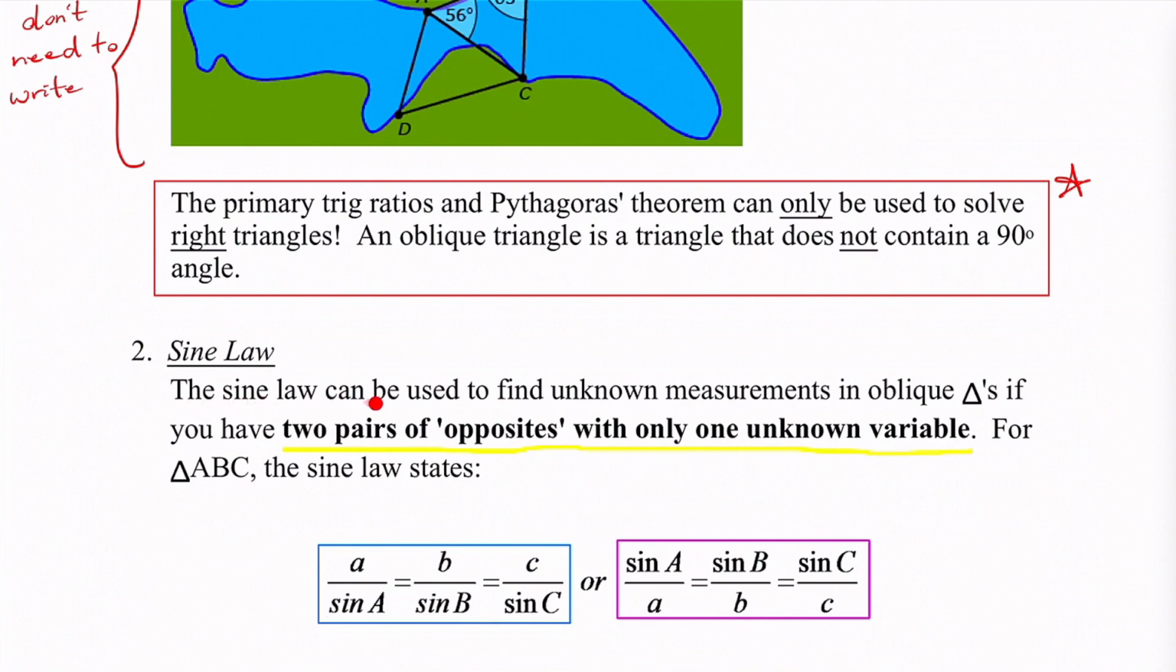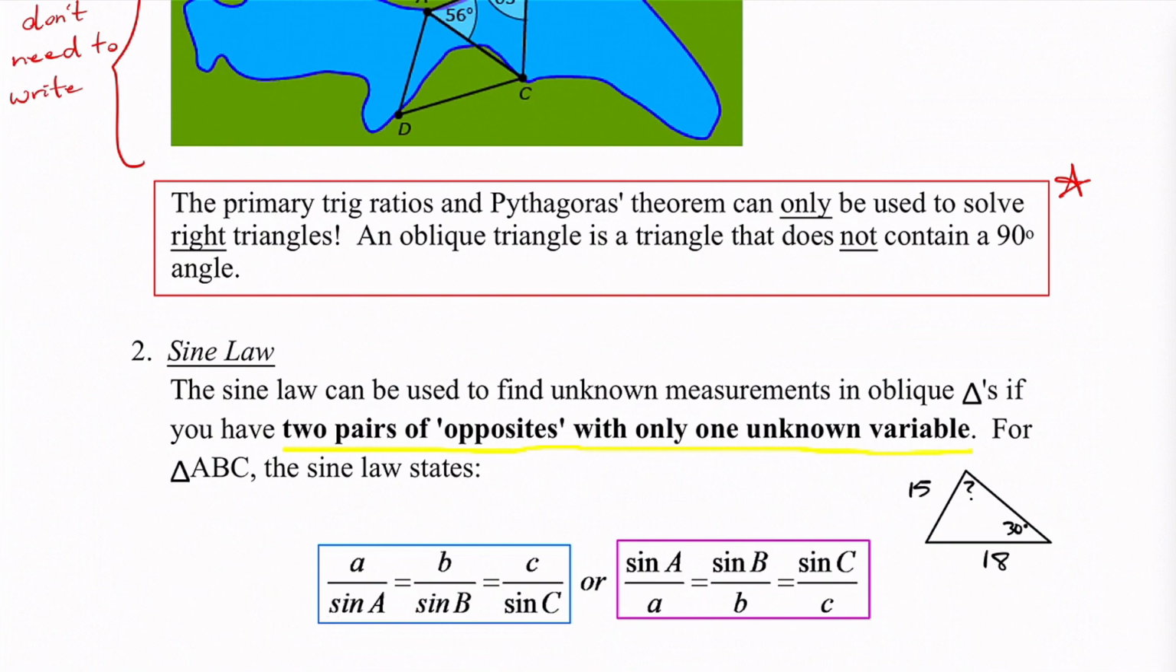It says the sine law can be used to find unknown measurements in oblique triangles if you have two pairs of opposites with only one unknown variable. So I'm going to draw a little picture of what that means. I'm going to draw a triangle over here that doesn't have a 90-degree in it. Let's say we were given this side, hypothetically it's 15, and then we're told this is 30 degrees, and we're also given this side, let's say that's 18, and we were asked to find this angle right there. So I'll just put a question mark.